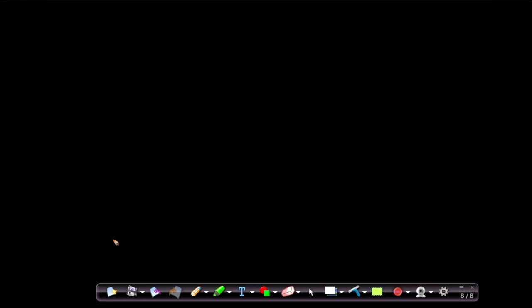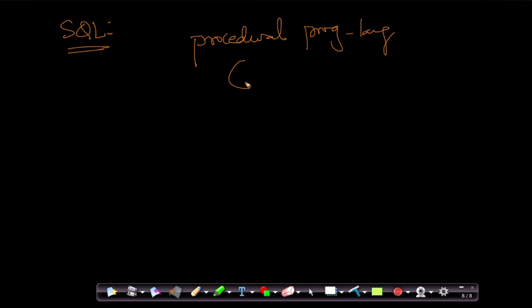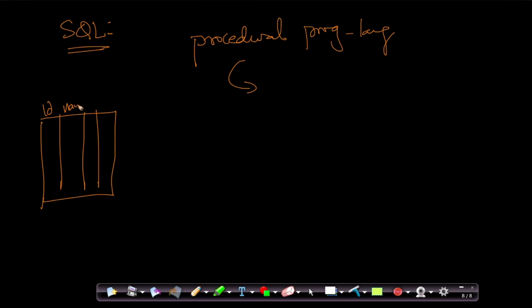And there is also a very important property of SQL. Most of the programming languages that we learn are called procedural programming languages. What it means is, let's assume you have a text file. Let's assume it has movie data: movie ID, movie name, movie year, and some movie genre, let's say.